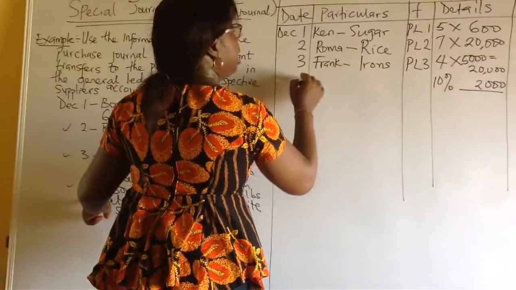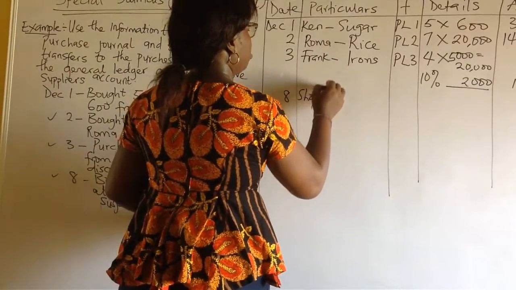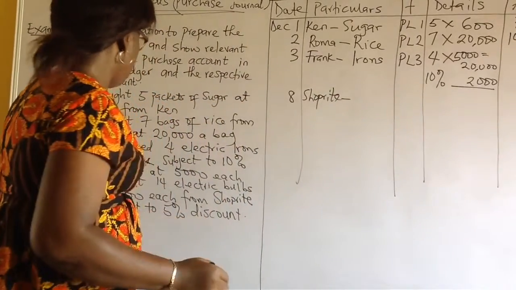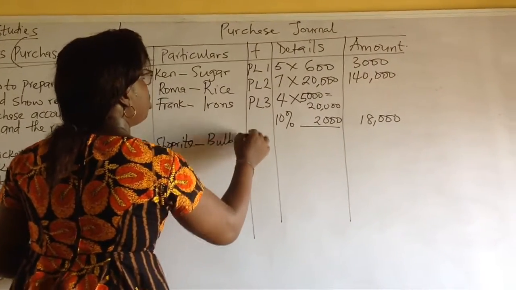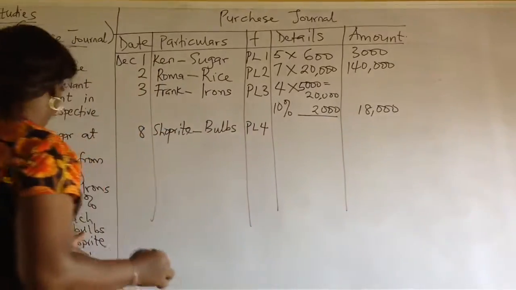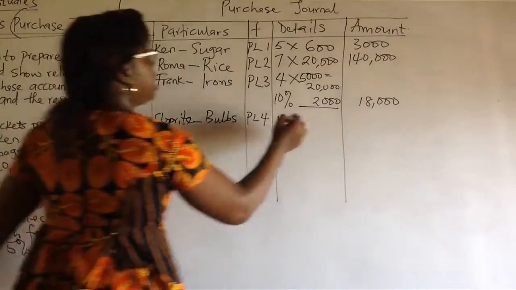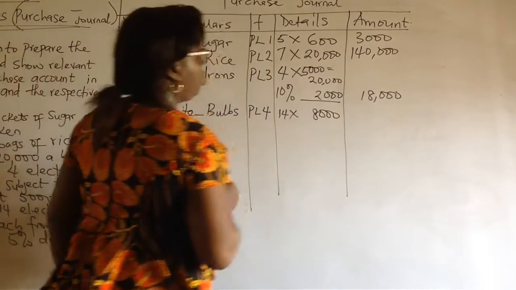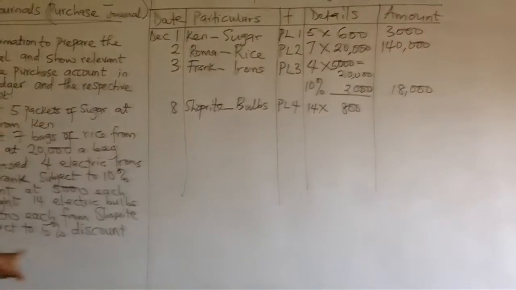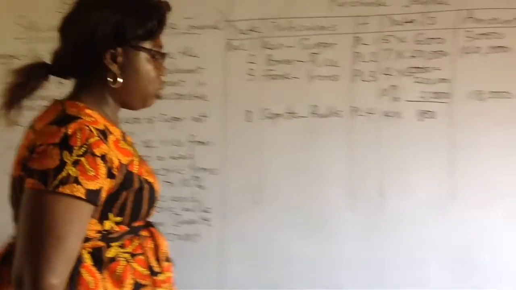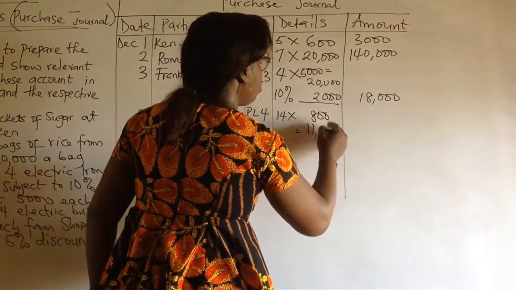So the transaction on the 8th. This is from ShopRite. And it was Bobs, purchase ledger page 4. They bought 14 Bobs at 800 naira each. So we do the same that we did to this, because this too is subject to 5% discount. So this, when you multiply, you get 11,200 naira.